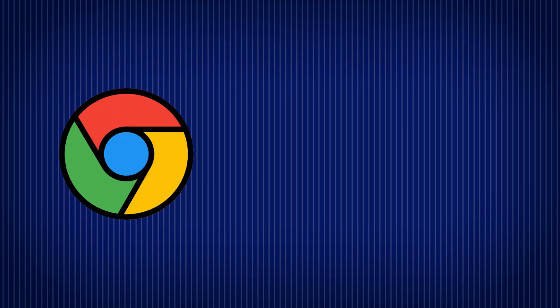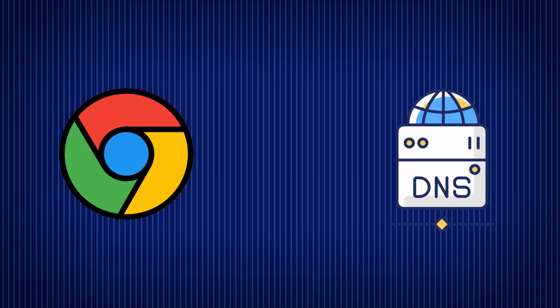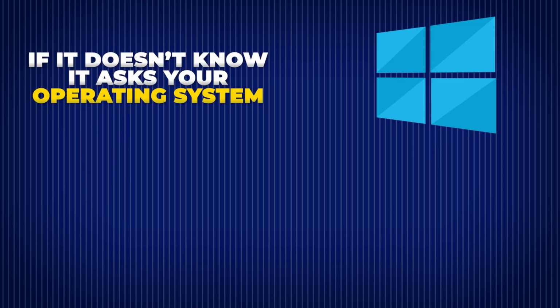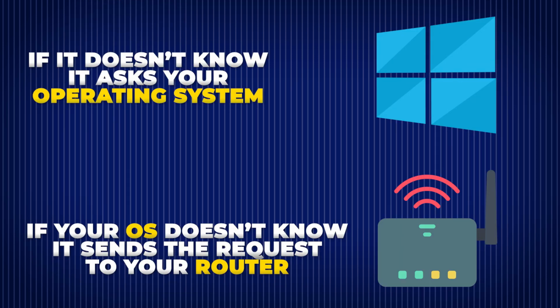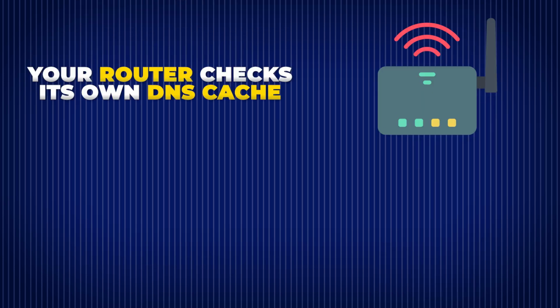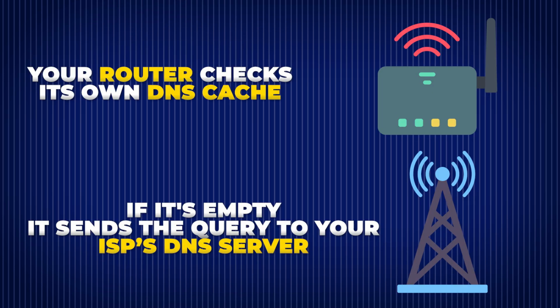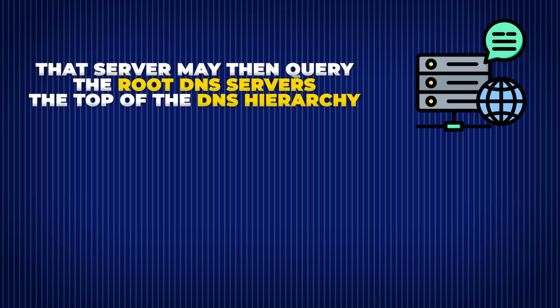First, your browser checks its own memory, the local DNS cache. If it doesn't know, it asks your operating system. If your OS doesn't know, it sends the request to your router. Your router checks its own DNS cache. If it's empty, it sends the query to your ISP's DNS server. That server may then query the root DNS servers, the top of the DNS hierarchy.